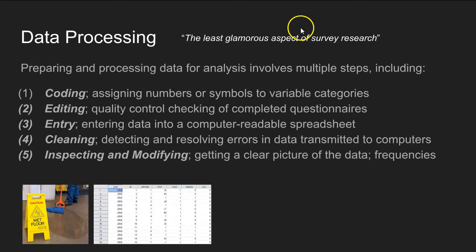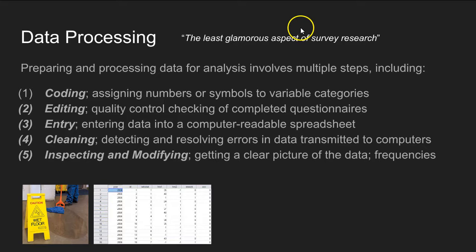One of the early steps, once you've put your data into a computer-readable form, is that you've got to do a lot of what they call data processing. Data processing has been referred to as the least glamorous aspect of survey research. And I have a picture of a janitor mopping the floor because that's often about as much glamour as data processing usually receives. It's not the most glamorous job in survey research, but it's incredibly important.